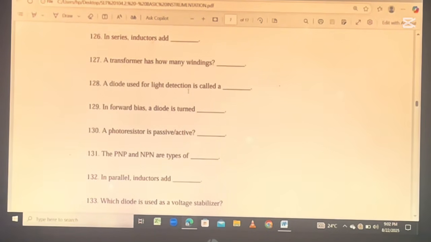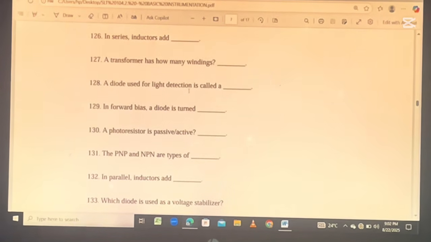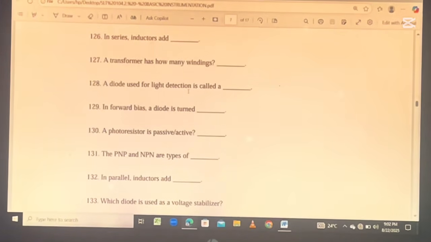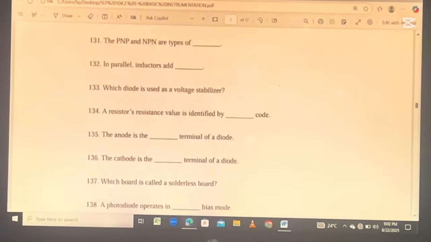So 131 says the PNP and NPN are types of, of course, a transistor. It's in a transistor that you see the PNP and NPN; in a diode you only see one PN. Don't forget that. Now in parallel, inductors add as a reciprocal sum, that is 1 over, just like the parallel form of resistors. That's how the parallel form of inductors adds as well.